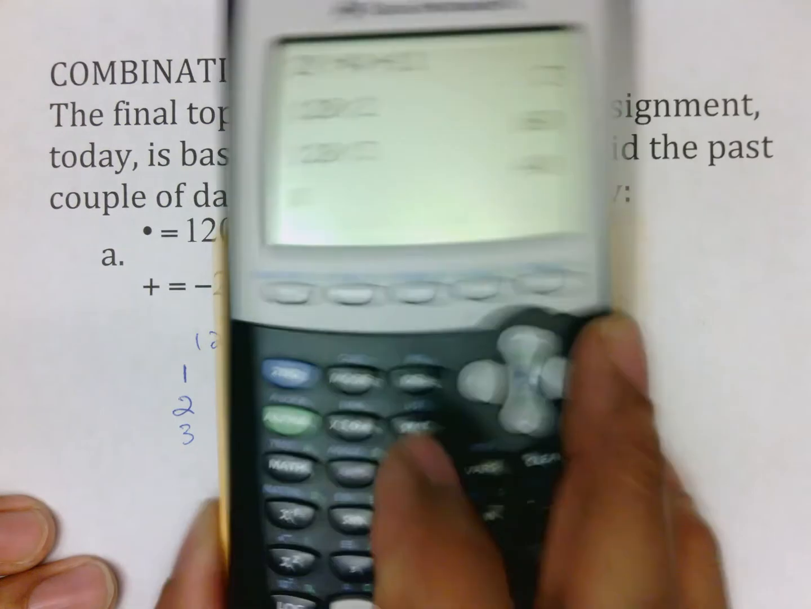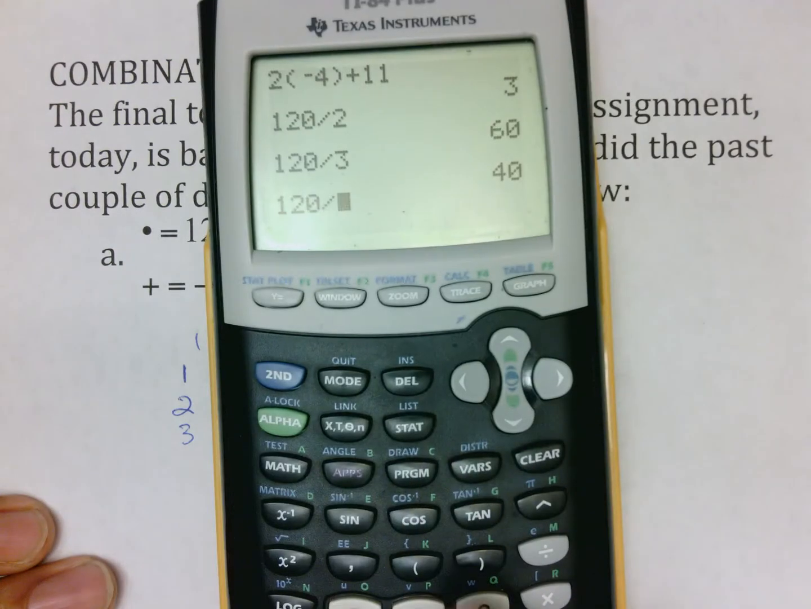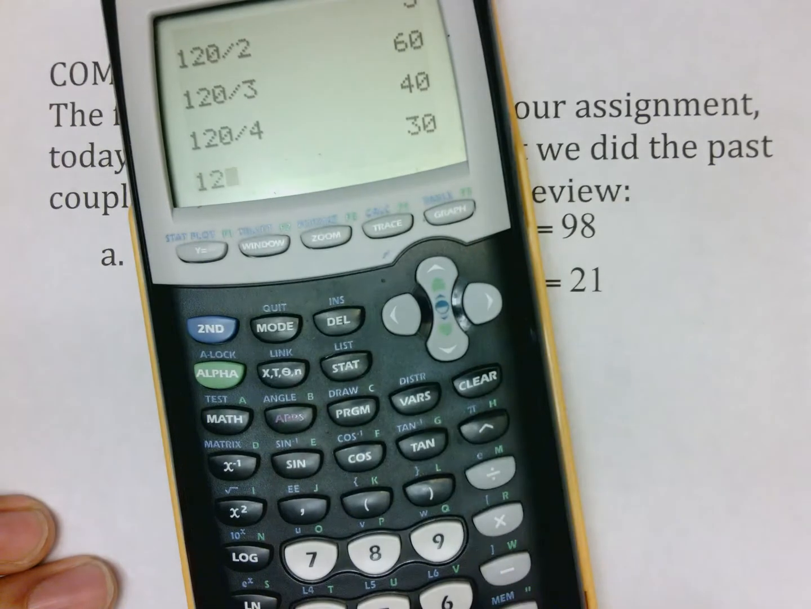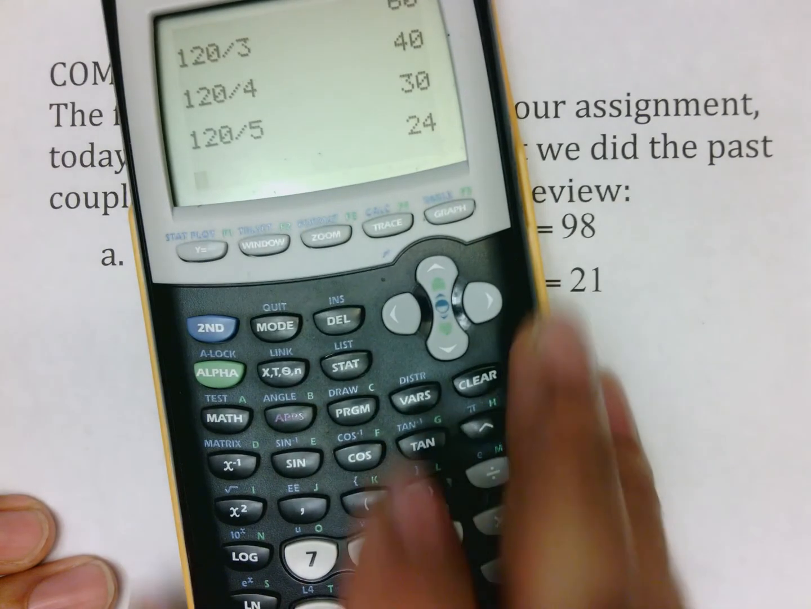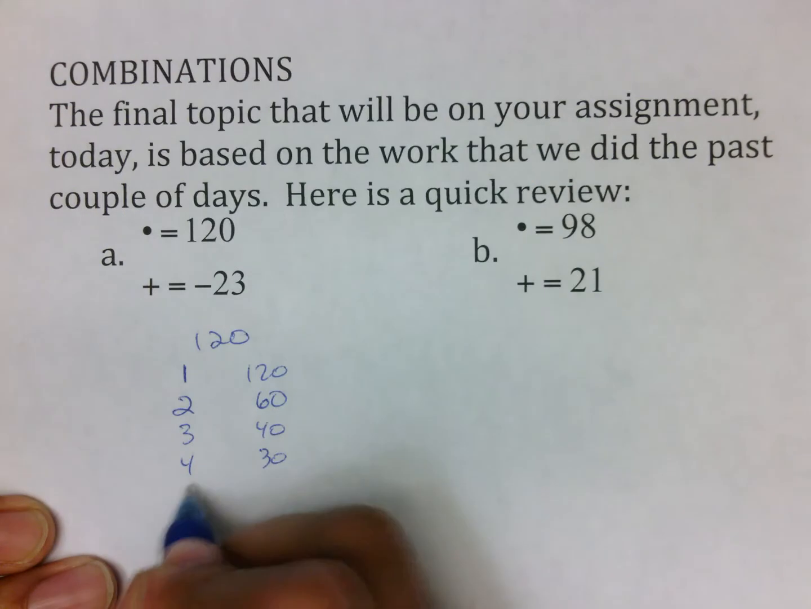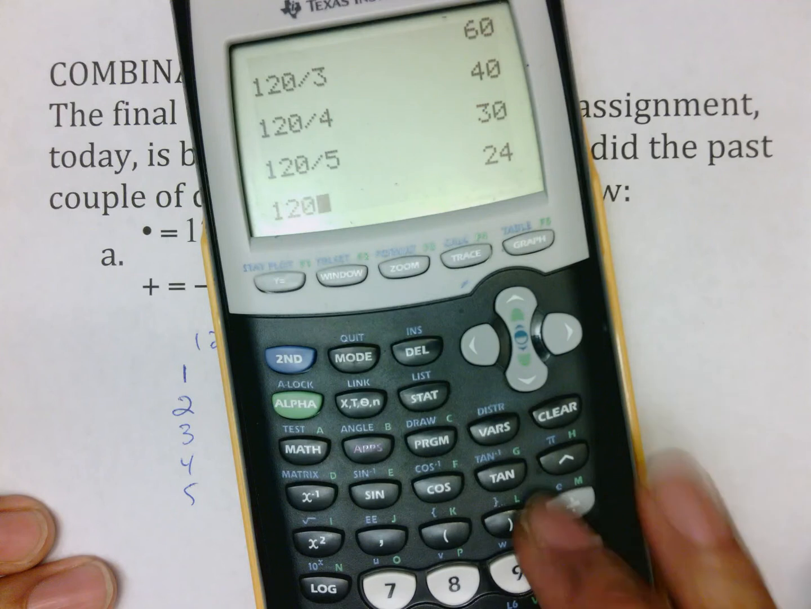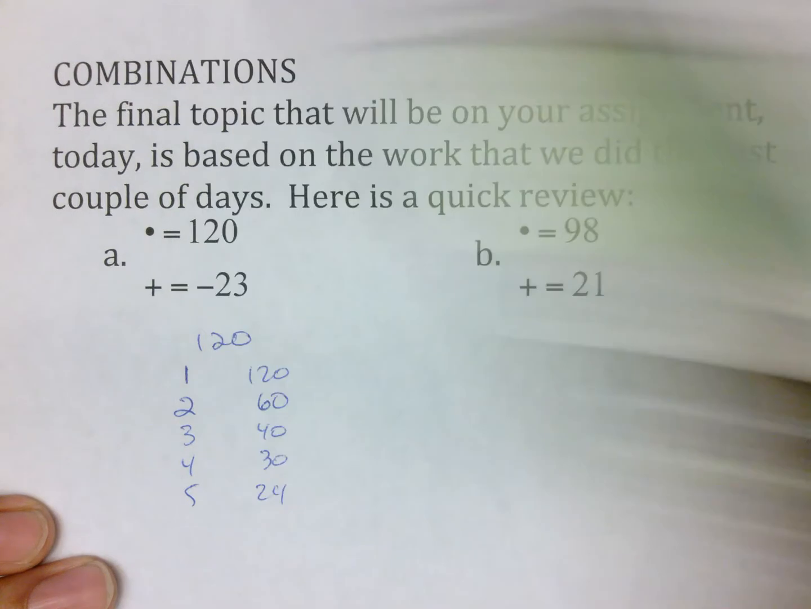And then we did 120 divided by 4, and we got the answer of 30. Then we did 120 divided by 5, and there's a lot of numbers that go into 120. That's why I picked it: 5 times 24. Then we did 120 divided by 6, which is 20.